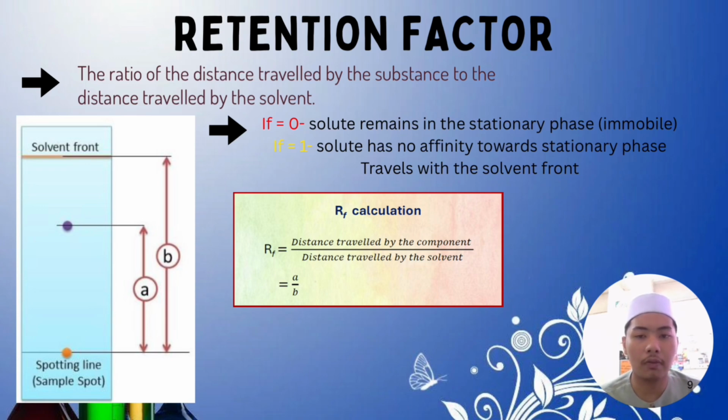So if retention factor is equal to zero, the solute remains in the stationary phase, which we call immobile. If retention factor is equal to 1, the solute has no affinity towards the stationary phase, so it travels with the solvent front. So the formula is retention factor equals the distance traveled by the component A over the distance traveled by the solvent B.